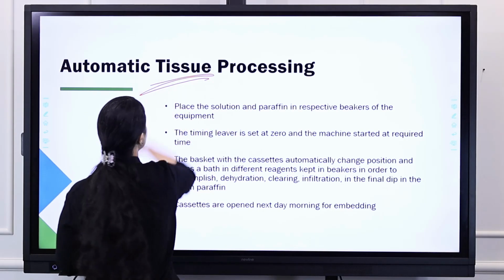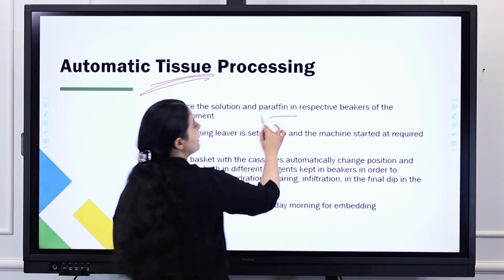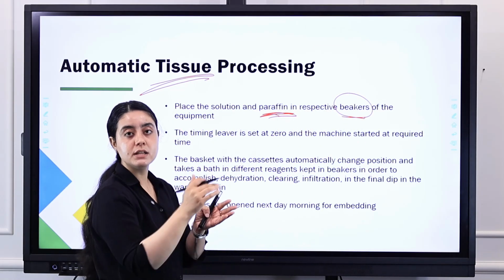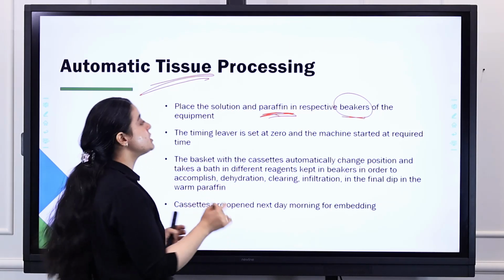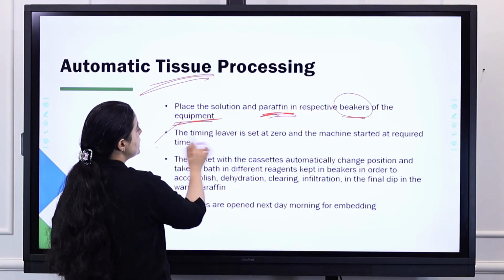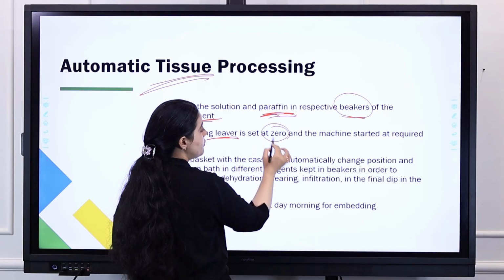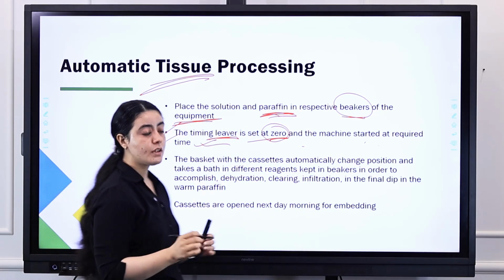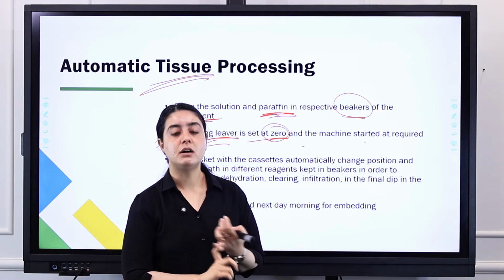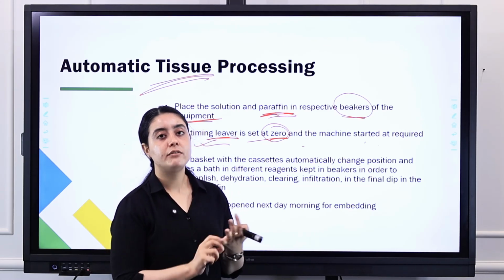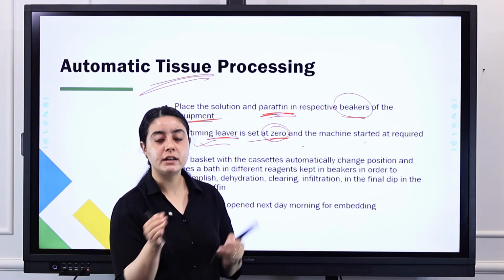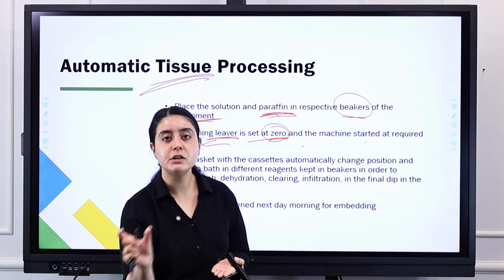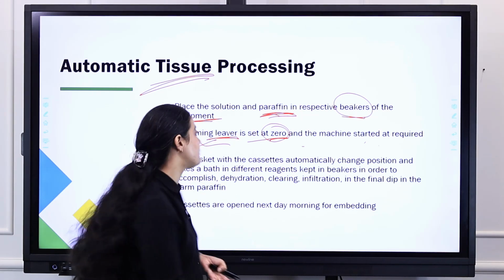So let's read. Place the solution and paraffin in respective beakers, right? As I've told you, there are a number of beakers in the machine. The timing lever is set at 0. First you have to set it to 0 and the machine starts at the required time. When you leave the lab, you can start accordingly, so that it will take this much time, and next morning I will come at this timing. So accordingly you can set your timings, right?